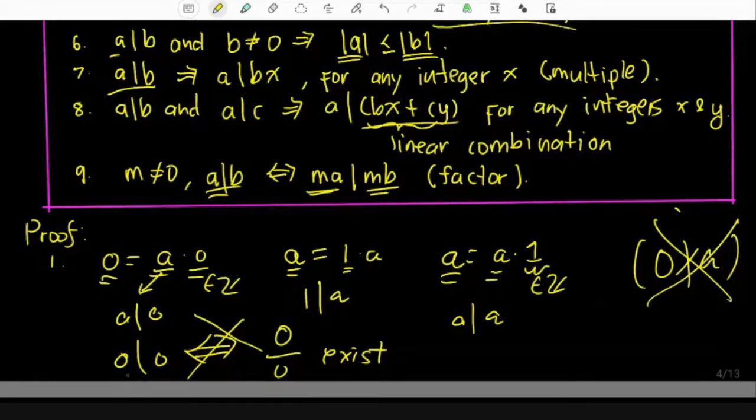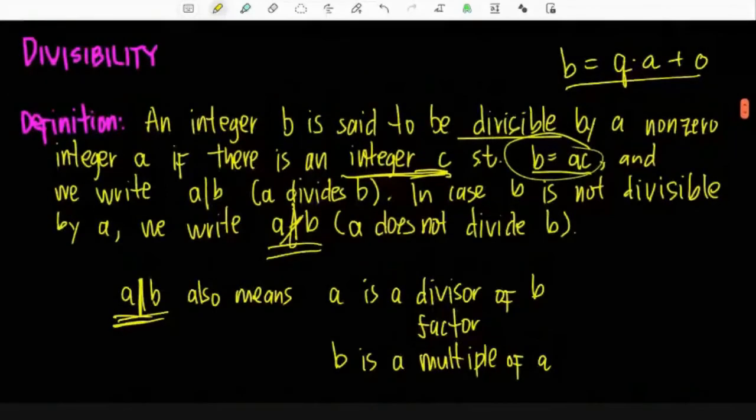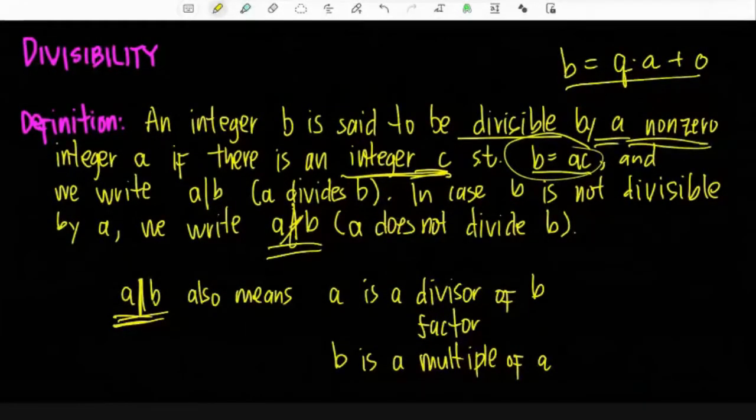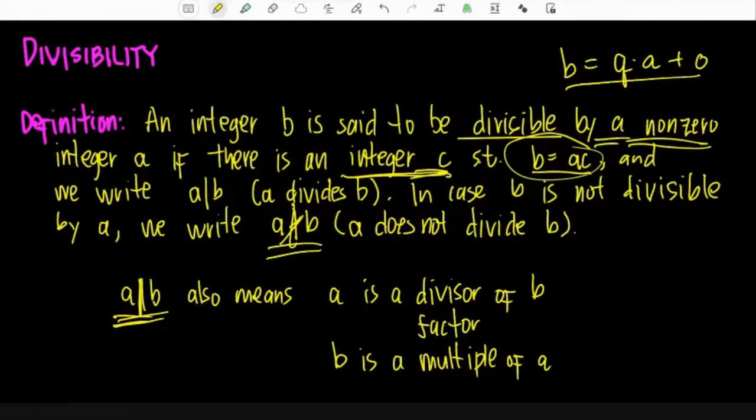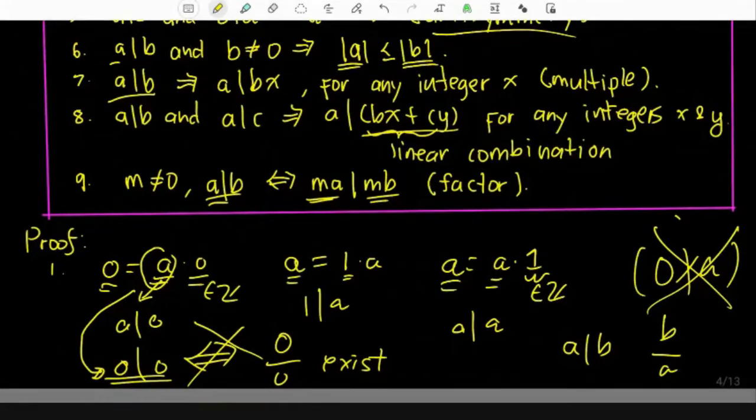Hindi pareho yung expression na A divides B sa B divided by A. Magkaibang expression yan, ha? Okay. Technically speaking, if we use our definition, 0 is equal to 0 times 0. So, ibig sabihin, kung yung A ay 0, we can have an expression na 0 divides 0. Pero, sa definition natin, we require A to be non-zero. So, that eliminates the possibility that yung divisor natin ay 0. Always in our definition, the divisor is non-zero. So, we're good with 1.